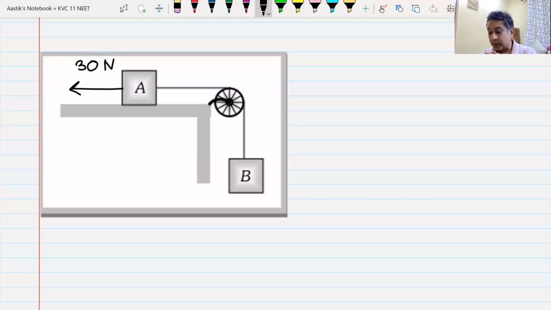The answer is 0. Then in this case, they will ask you, what is the tension in the string? When the acceleration comes to be 0, they might also ask you, what is the tension in the string? There's no acceleration, my dear friends. What is the tension in the string?